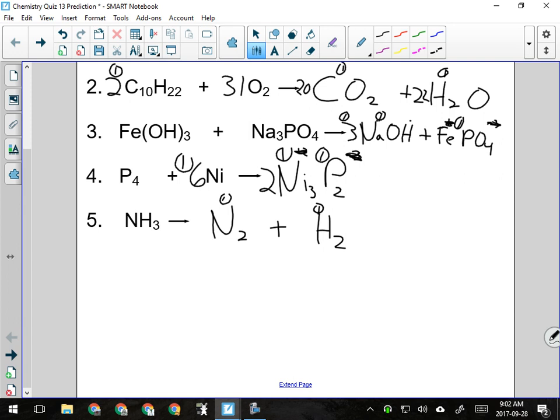We'll start our balancing with the nitrogen, by putting a 2 here to make it work. 2 times 3 is 6 hydrogens. 3 times 2 is 6 hydrogens.